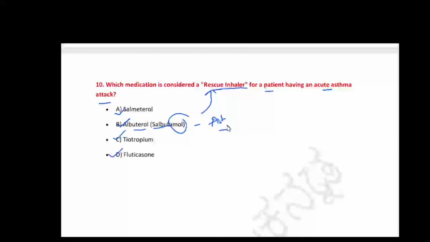Salbutamol is the short acting drug which starts to act in 5 to 10 minutes when inhaled. Hence, salbutamol is the life-saving drug in asthma patients.